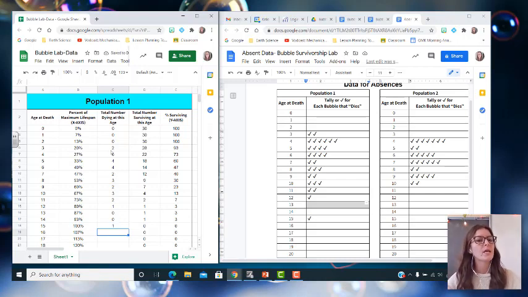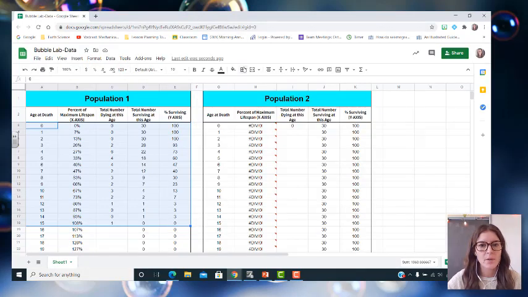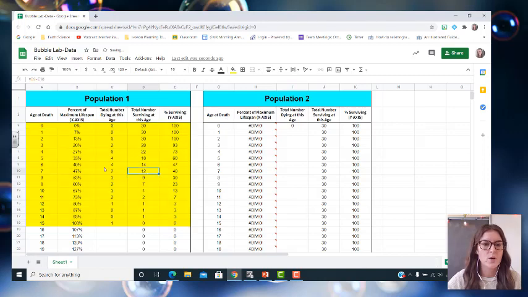Okay. So the only data that really is going to matter to me is this data that goes until 15 as the age of death. So I'm going to go ahead and just fill this yellow so I know that's what I want to be looking at. Now, I'm going to then graph this data. So I just want to make sure that I'm only looking at the numbers that I want in order to graph.